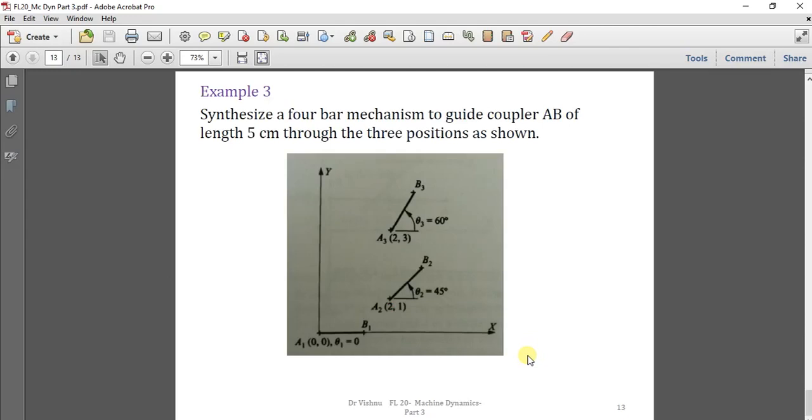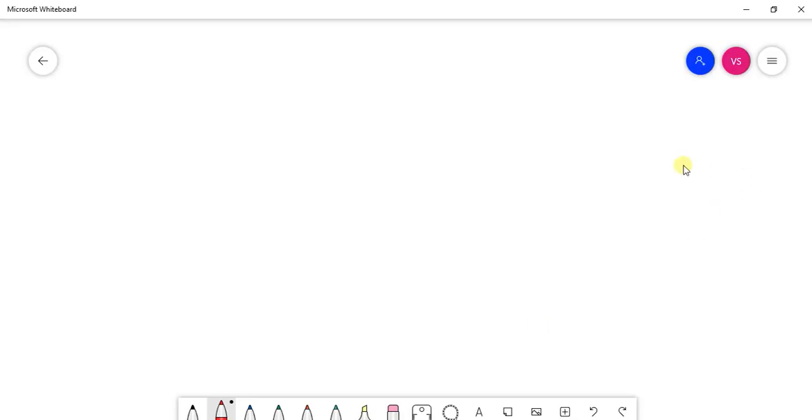So this is the mechanism. They say, synthesize a 4-bar mechanism to guide the coupler AB of length 5 centimeters through the three positions as shown here. Let me take this to the whiteboard.